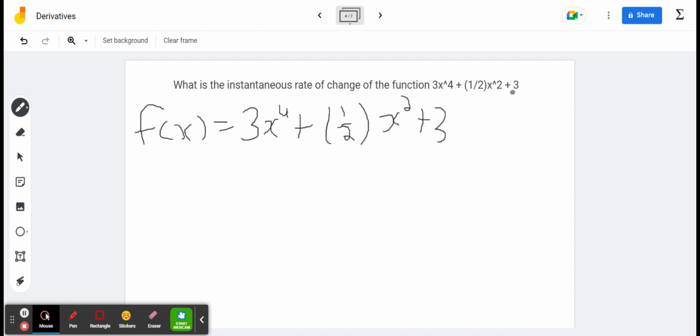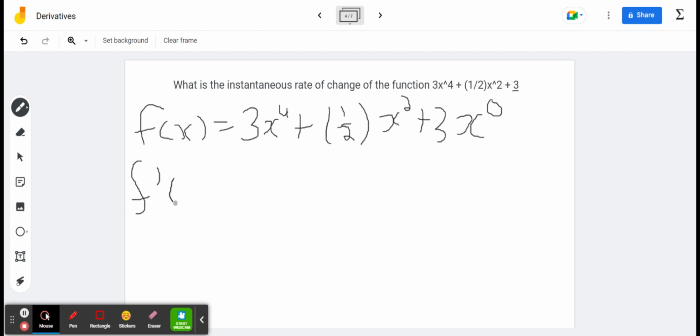Notice 3 doesn't have an x or a variable, but we can add on x to the 0. Technically, the 3 does have a variable term, and that's going to be x to the 0. What is anything raised to the 0 power? It's going to be 1. And 3 times 1 is 3. So our polynomial still remains true. And so whenever you see a constant, remember there's always an x to the 0, or whatever the variable is, to the 0th power. So now let's apply our power rule.